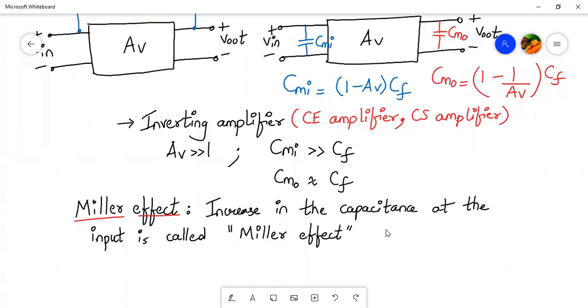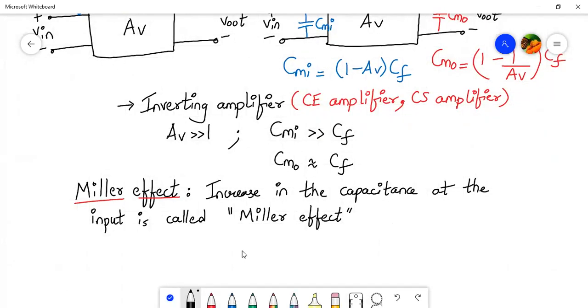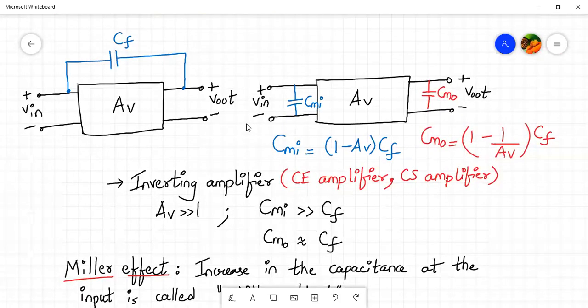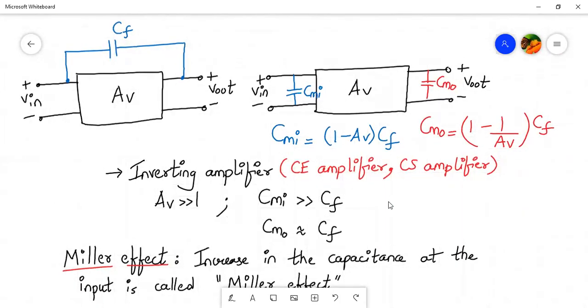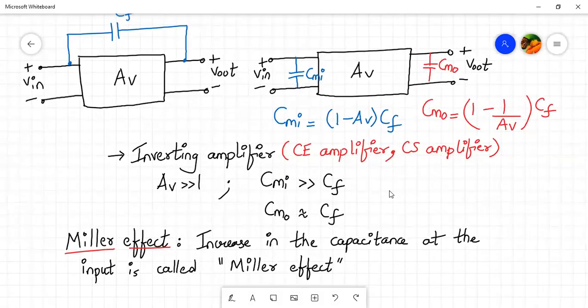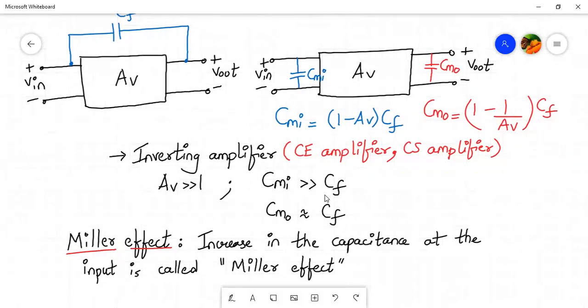Okay. So I think we have completed our topic for today. We have discussed the Miller theorem first, what the concept was, and then we derived the formulas for CMI and CMO. And we have seen what the Miller effect is, that is the increase in the capacitance at the input side, because CMI is very much higher compared to the feedback capacitor value CF, whereas CMO is approximately equal to the feedback capacitor value if the gain of the inverting amplifier is very much greater than 1. So that is all overall in a gist.